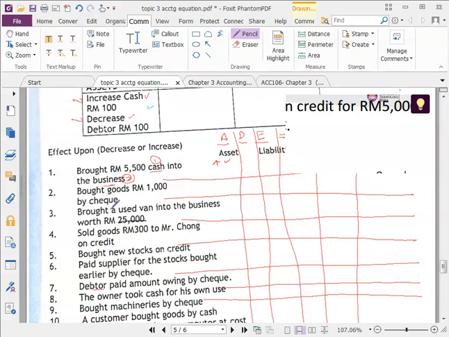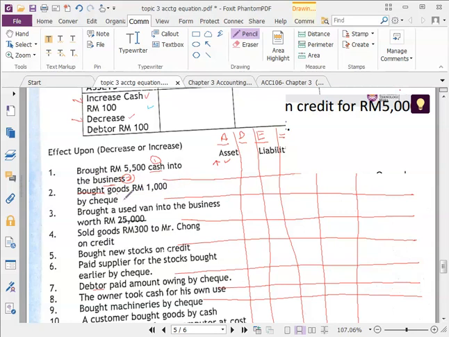Bought goods 1,000 by cheque. You bought goods means that you purchase goods. Goods that you want to sell. Contohnya goods ni macam produk kita. Kita beli produk tu. So bought goods, or another term for bought is purchases. Purchase goods by cheque amounted 1,000 ringgit.